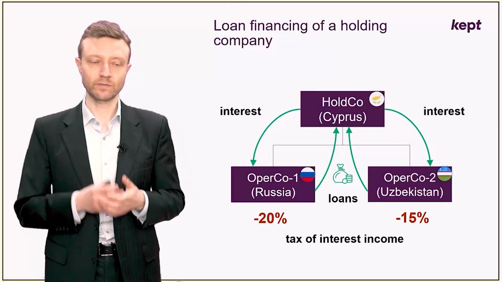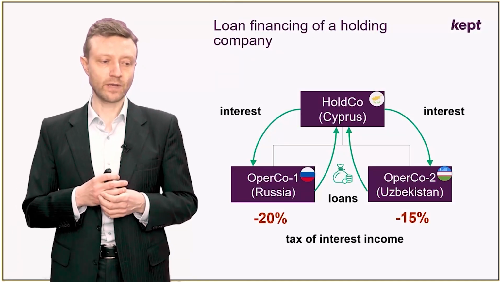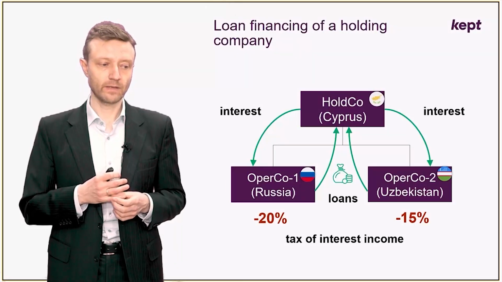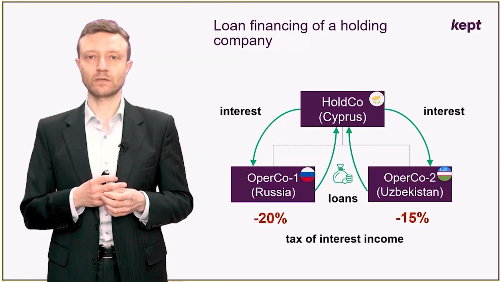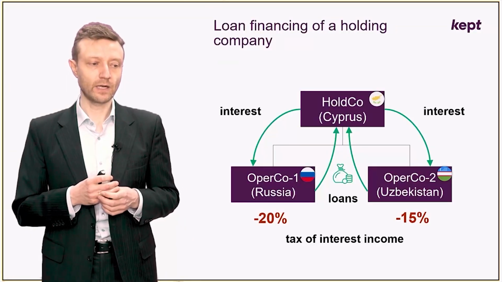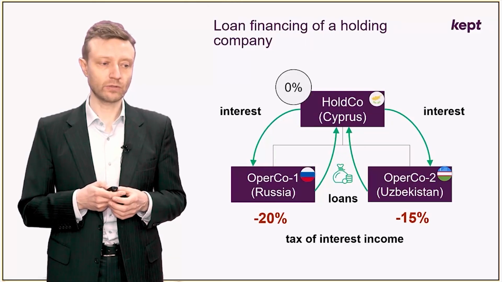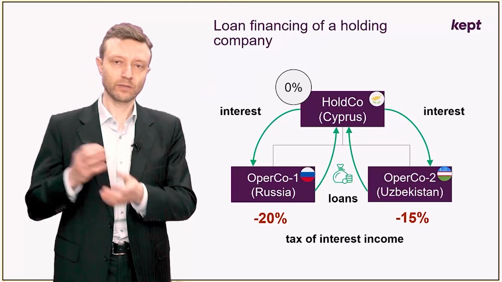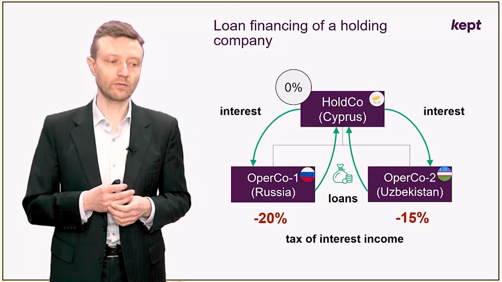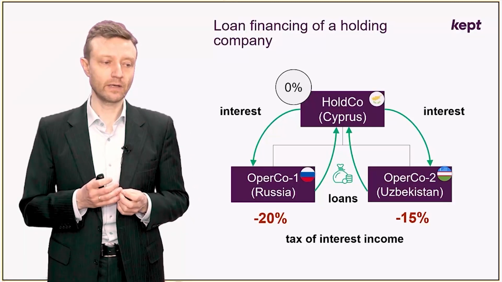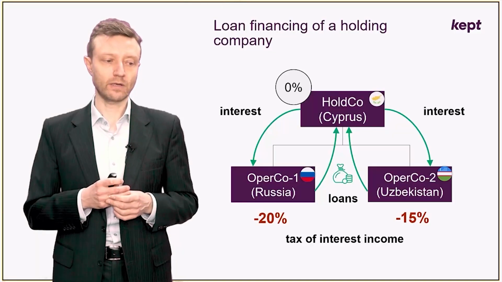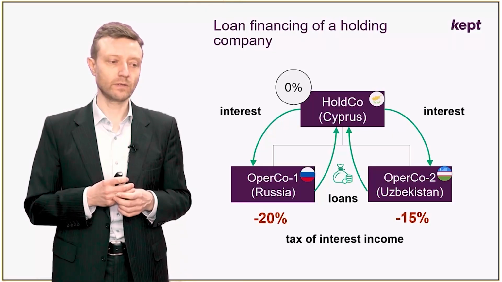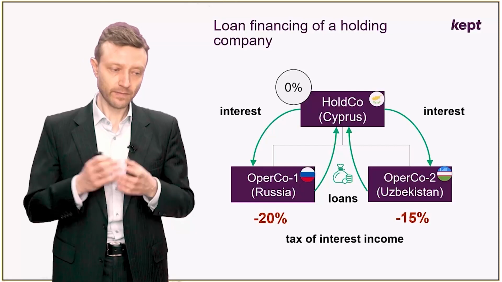If they are profitable, they should include this income into their profits and pay 20% of tax in Russia and 15% of tax in Uzbekistan. While Cyprus is not likely to be able to deduct this interest, because it's not uncommon for holding companies not to receive any taxable income. Dividends are exempt in Cyprus. Other income may not even be there.